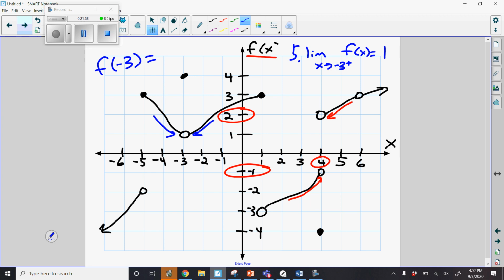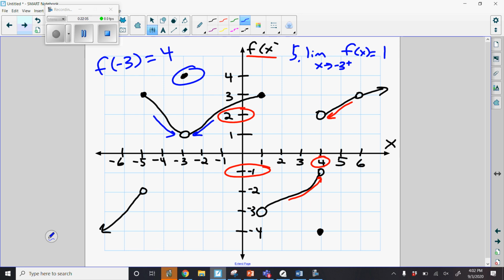What is f of -3? Well, f of -3 is most certainly 4. Okay? Because that's where it's filled in. But when I ask you a limit question, I'm not concerned about that at all, because I'm concerned about what we're approaching. The function approaches a value of 1, even though f of -3 equals 4.